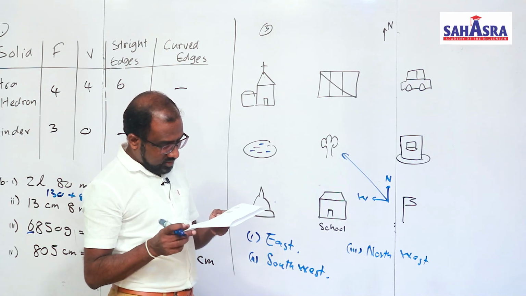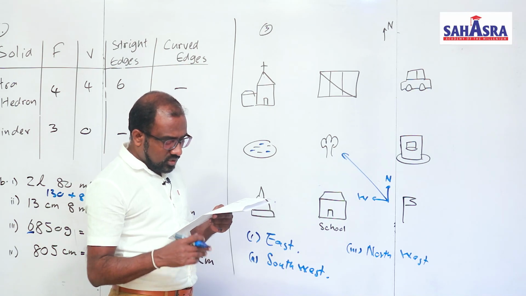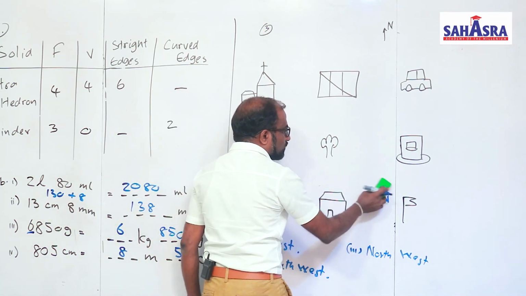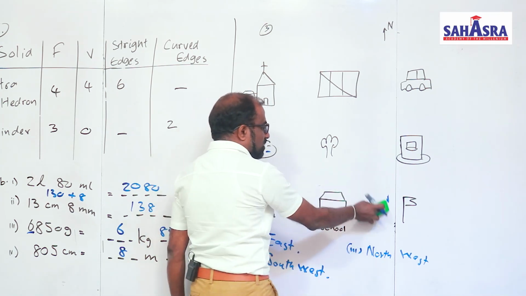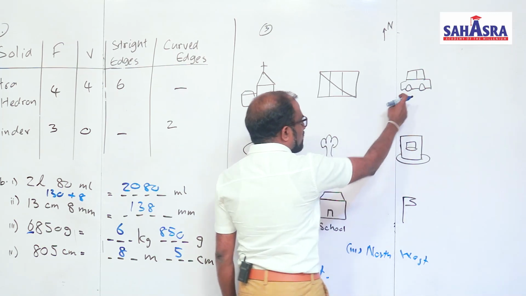Last question, children. Two blanks are there, are located in southwest of the car. Southwest of the car. So we'll go to the car. Right. What is the direction? Southwest.